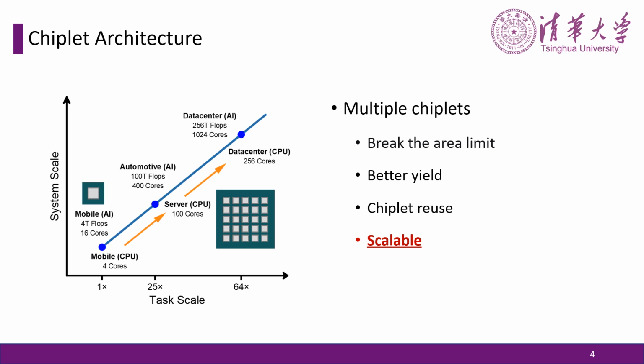Moreover, significant costs can be saved by reusing chiplets within a single system and between multiple systems. In general, chiplet architecture is economical and scalable. As shown in the figure, the scale of modern computing systems varies under different work scenarios. If a single chiplet can cover all scenarios, from mobile to data center, huge cost savings can be achieved.